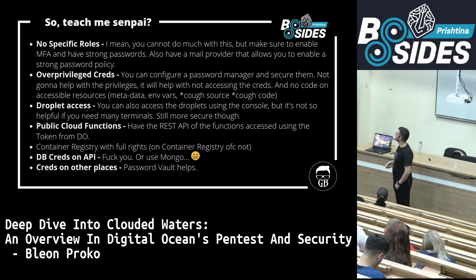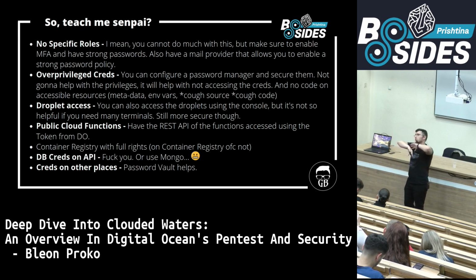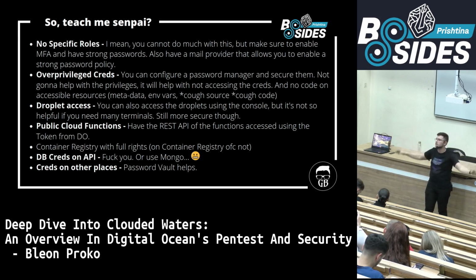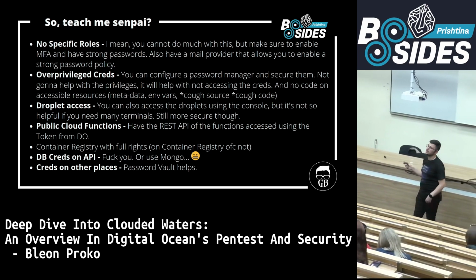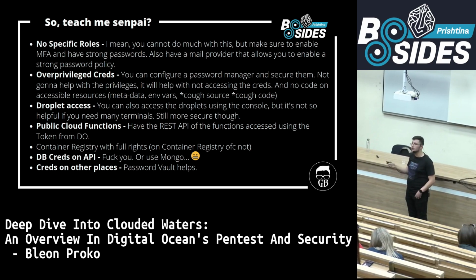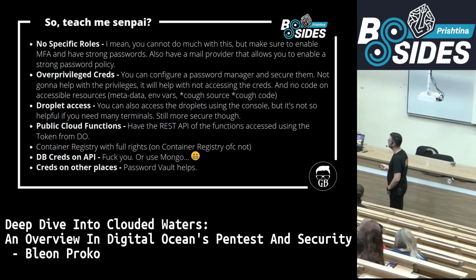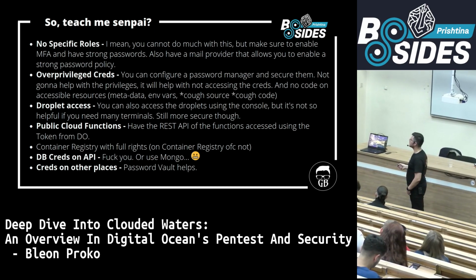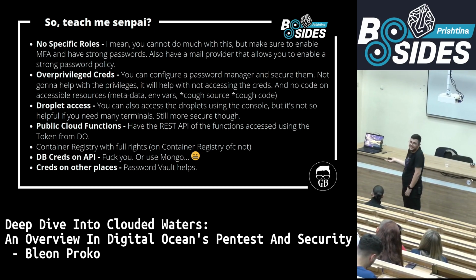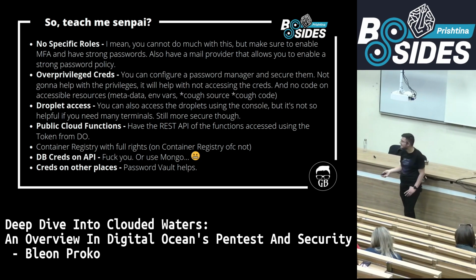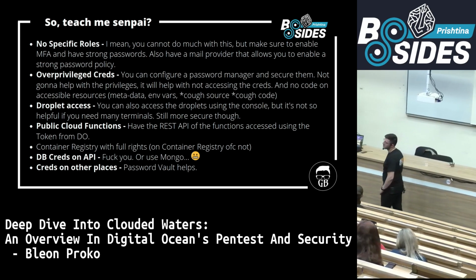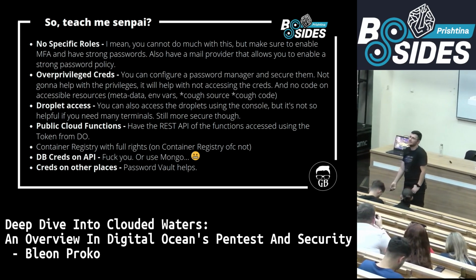For the droplets, droplets can also be accessed from the console. You can do that. It's going to be harder, but you will practically remove all the need for the SSH keys being spread across all the admins. For the public functions, please use the REST token that they offer. At least it's going to be harder for them to brute force that. For the container registry, yeah. And for the databases, use Mongo. And for credentials in other places, use password vaults. That's the best thing you can do.